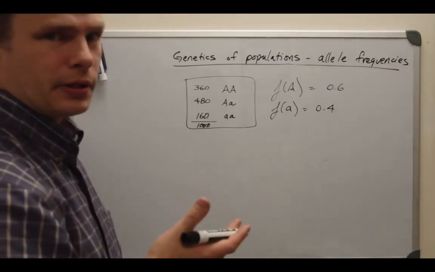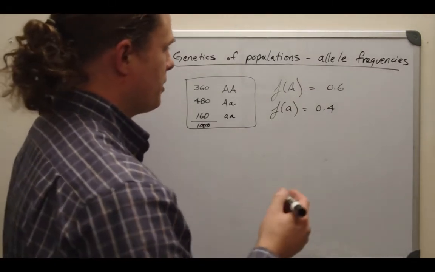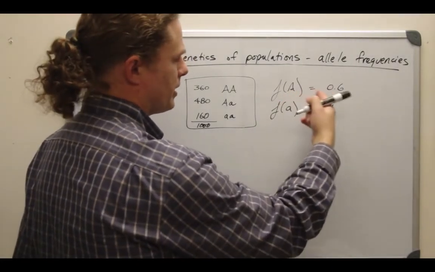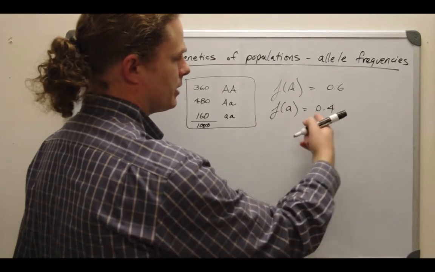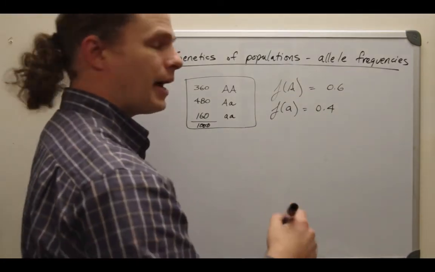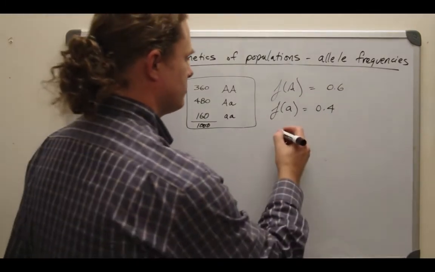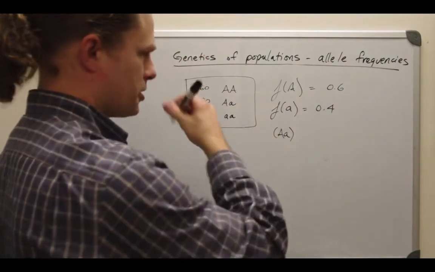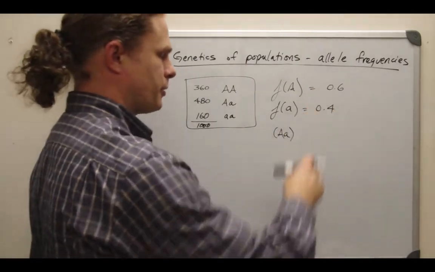You can do this with probability, just as we've been doing all along. The question would be, okay, if the frequency of the big A allele is 0.6 and the frequency of the little a allele is 0.4, how often would we expect, say, the heterozygous class to form in this population, strictly based on these allele frequencies?